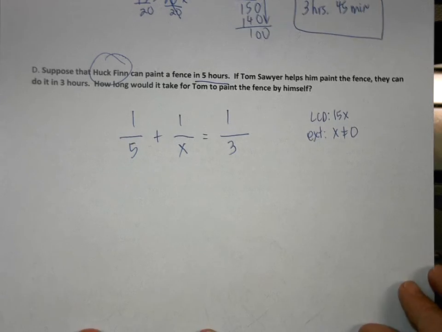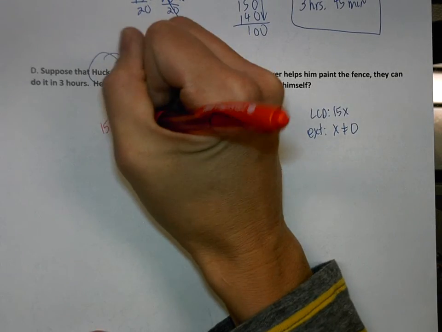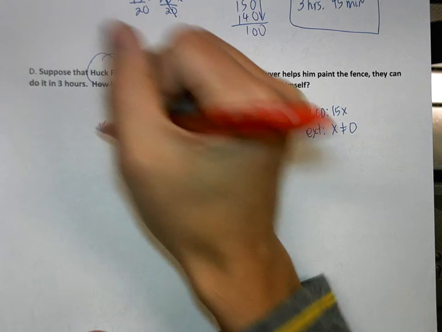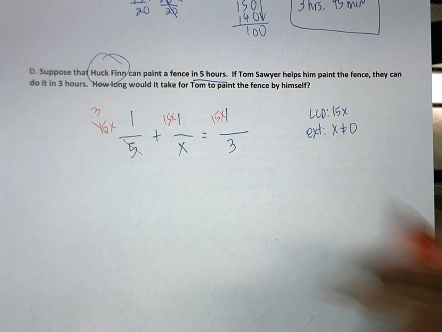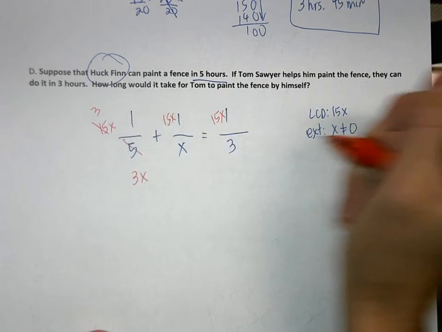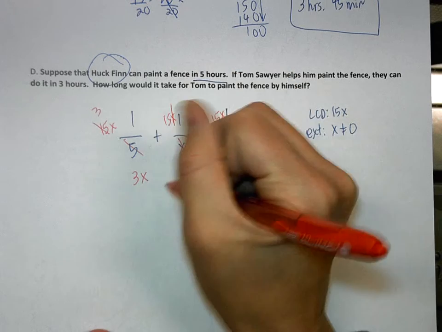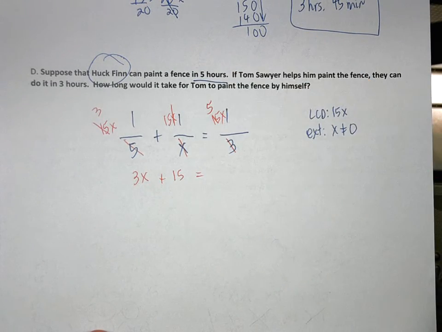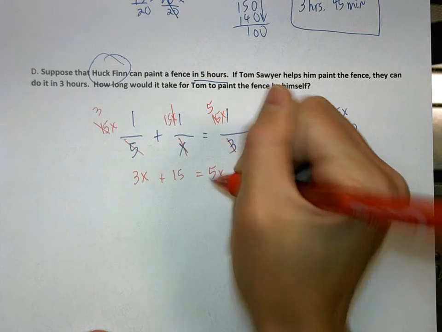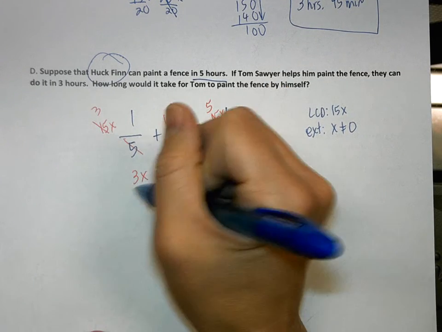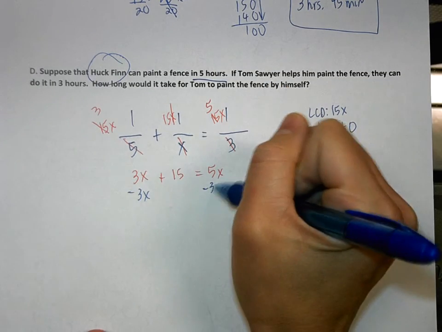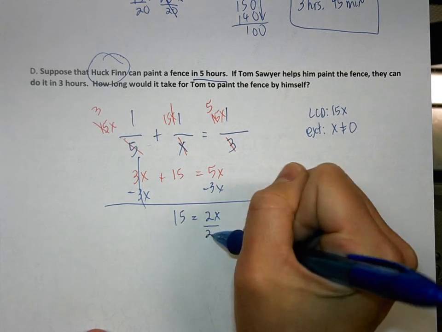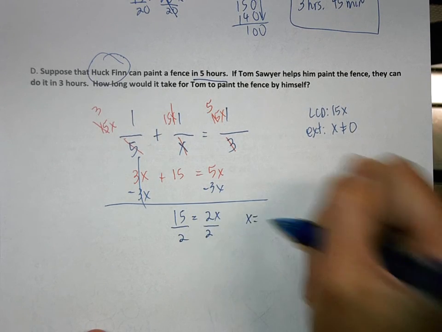So I'm multiplying every single term by 15x. So here 5 goes into 15 3 times. 3 times x times 1 is 3x. Here, x cancels. I have 15 times 1, which is 15. Here, 3 goes into 15 5 times x times 1 is 5x. In order to solve the equation, we subtract 3x to both sides. 15 equals 2x. We divide by 2.